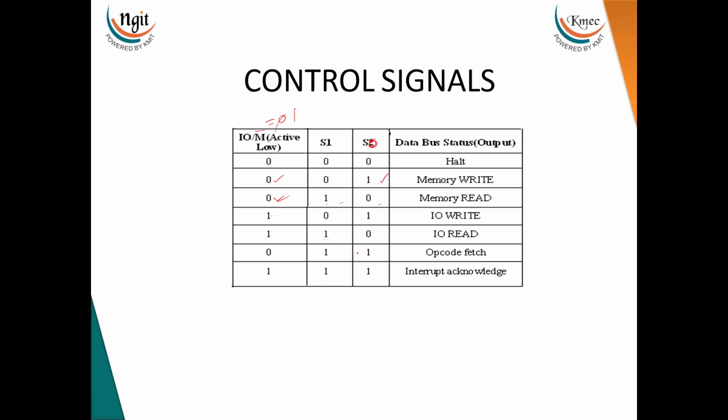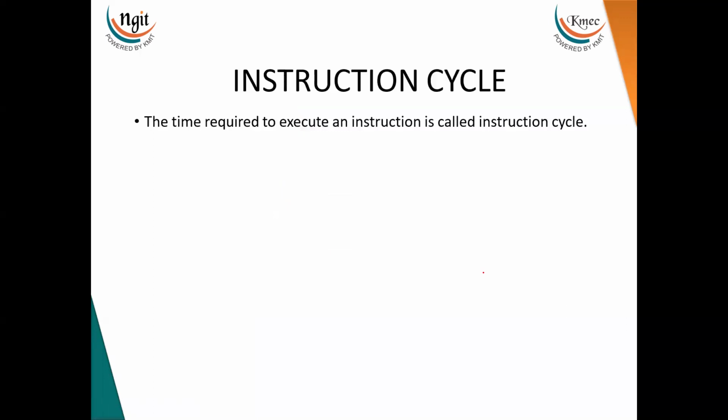Now 0, 1, 1 means what? Opcode fetching. Opcode fetching can be done only from the memory. That's why here we need to select 0. Now all ones means what? Interrupt acknowledge.